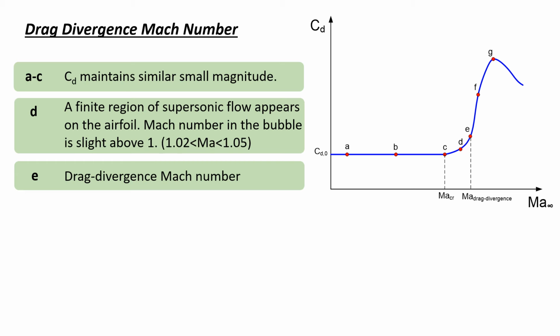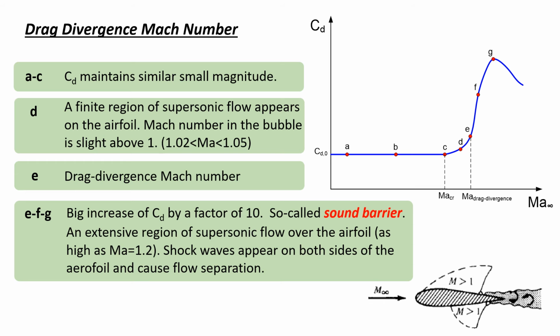Okay, you can see comparing the CD at C and E, there's a substantial increase, right? And then we move to section E, F, and G. There is a big increase of CD by a factor of more than 10. Because the drag increases substantially, we call this the sound barrier. So in order to fly at such a CD, you need to overcome the drag induced at this regime. And there will be an extensive region of supersonic flow over the aerofoil, as shown here.